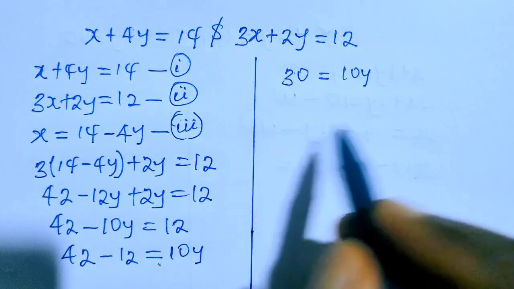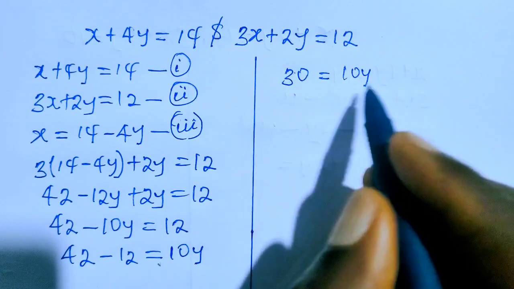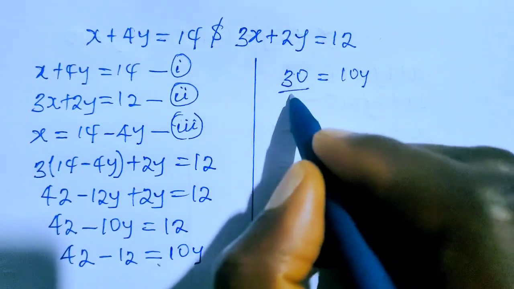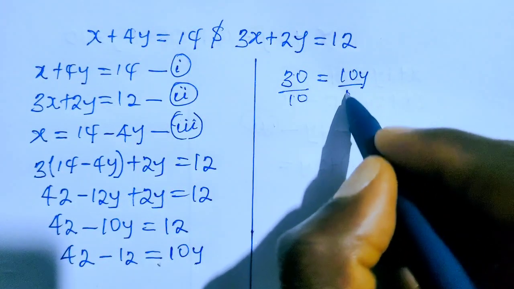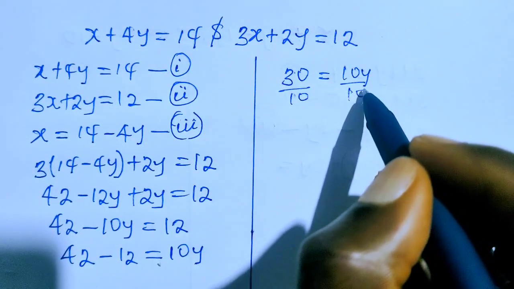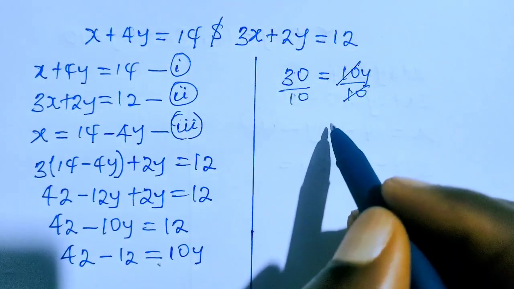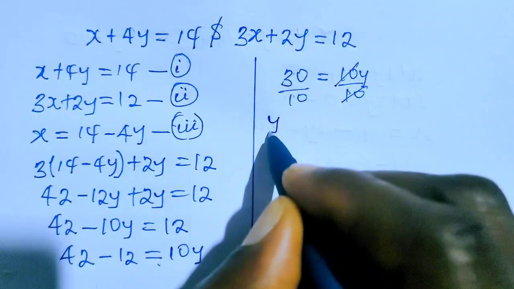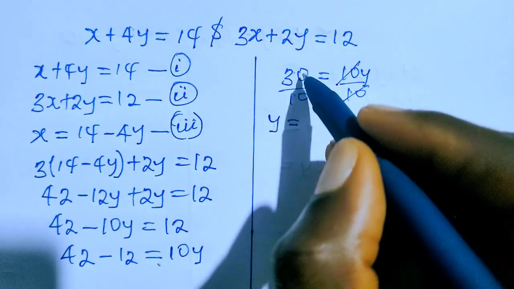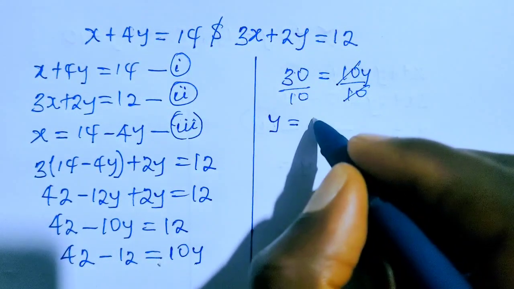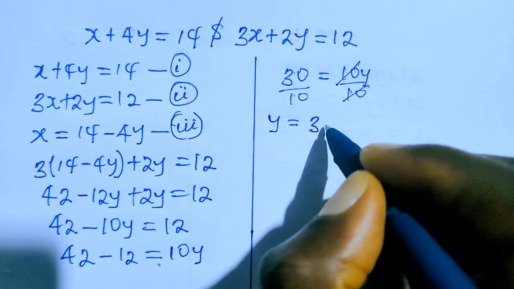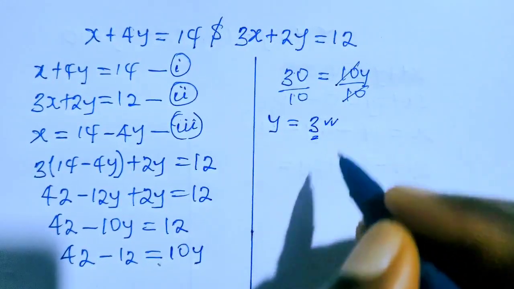Now, to get the variable y, we are going to divide both sides of the equation through by 10. We divide here by 10, divide here by 10. Then right here, 10 will eliminate 10 here, and we have that y equals here 30 divided by 10, that will give us 3. And this is the value of y.